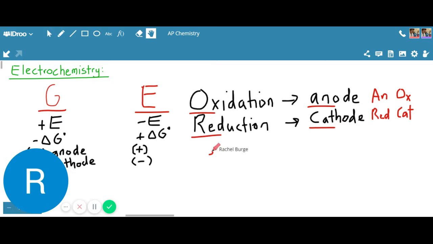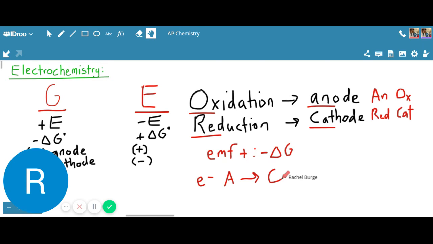If your EMF is positive, then that's going to have a negative delta G. So that's just a good thing to remember. The movement of electrons is always going to be from anode to cathode. So when we have electrons, they're always going to be going from the anode to the cathode, and the current is going to be the opposite of that.